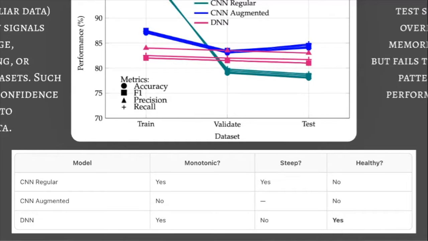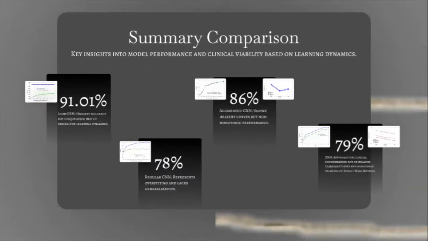The answer should be clear from the graph. Remember, we need both a monotonic and gradual decline. Only one model meets both criteria. We've examined three algorithms, analyzed their learning curves, and checked for monotonic decrease across all data splits. Now let's bring it all together.